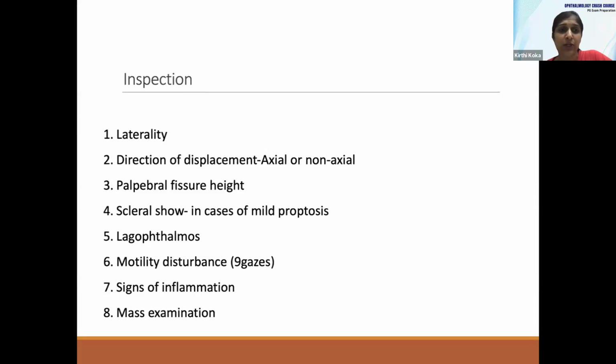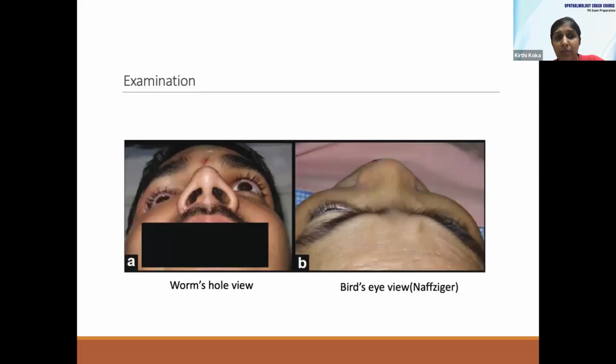Then you come to inspection. In inspection, you're going to see which eye and what the type of proptosis is. Then you check the palpebral fissure height. Look for any scleral show; patients with thyroid eye disease are going to have lid retraction, so you look for scleral show. Then you look for any lag of the lid. Then you always look for motility in all cases, any inflammation, and then go on to examining the mass.